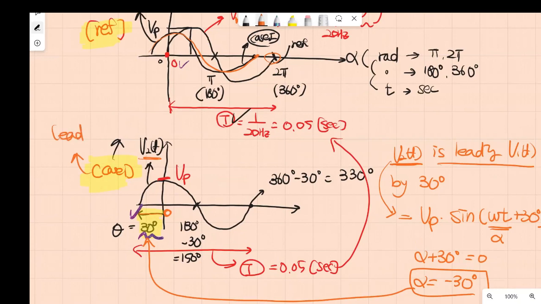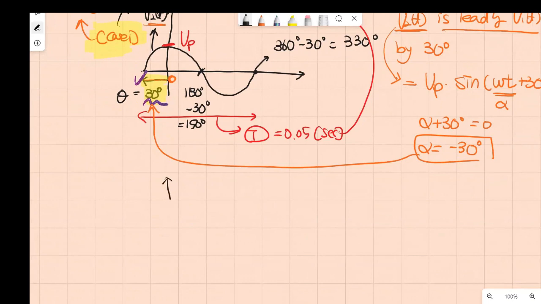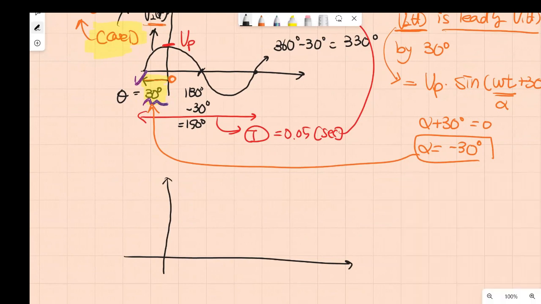So what is the lagging case? I'm going to show you. Like this one, it goes to the right by 30 degrees.